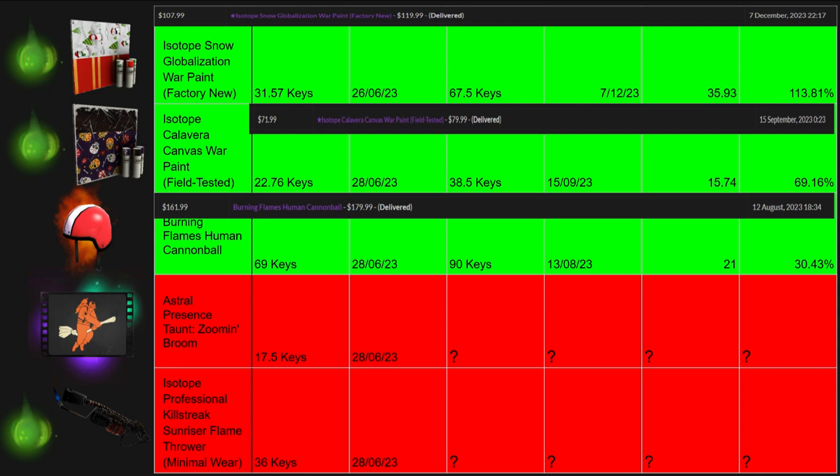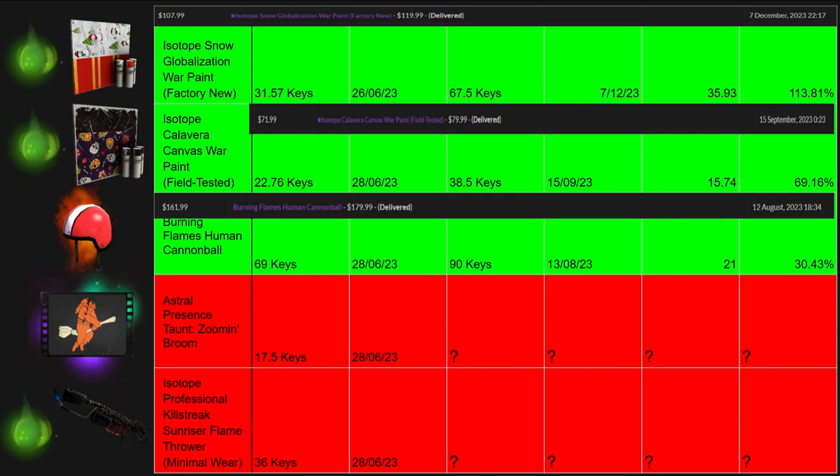Isotope Calavera Canvas Wall Paint. I got this nice looking paint for very cheap and its margin is fantastic for under 3 months. Burning Flames Human Cannonball. A Burning Flames all class hat. Decent margin and a decent time. I actually would have thought I would be stuck with this for a while, but clearly not.